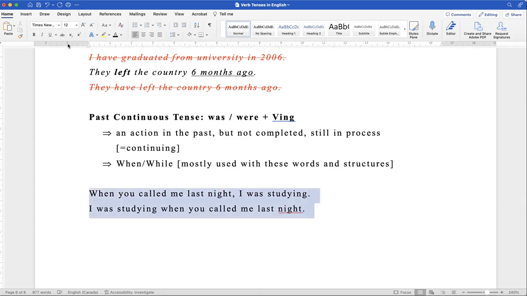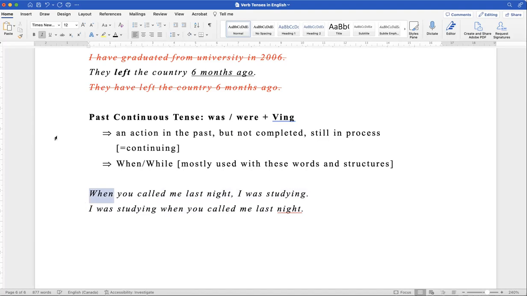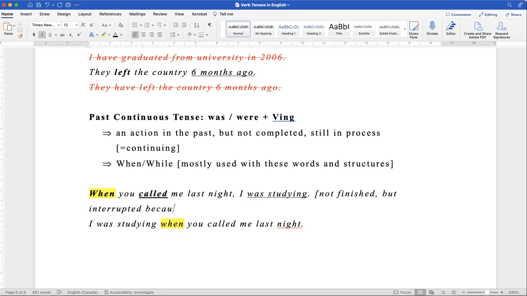In these two examples, we have when, as you see here, so the when part interrupts the main clause. So when you called me, past tense, because it's an instant action in the past, a completed action in the past. I was studying. So this was in process. It was not completed. I was still studying, not finished. Not finished, but interrupted because of the phone call.